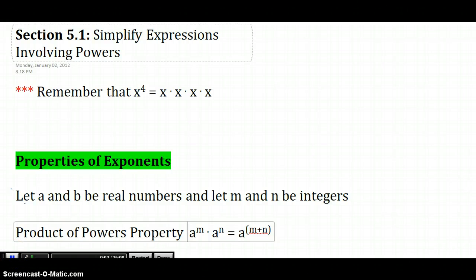The first section of Chapter 5 is simplifying expressions involving powers. Now to do this, we're going to use properties of exponents. And properties are things that just hold true. We know them to be true.